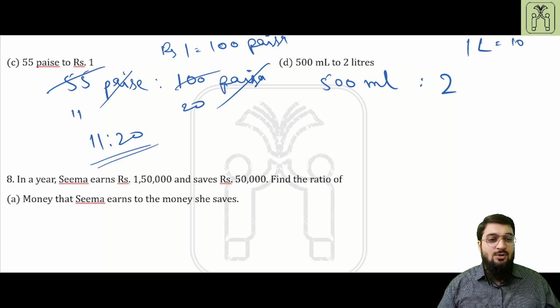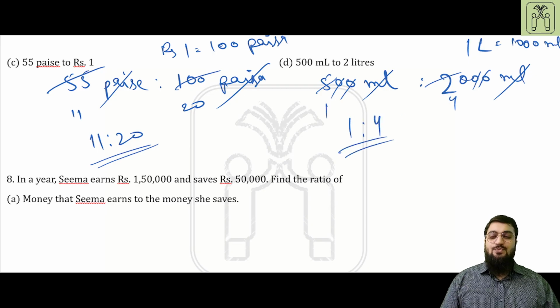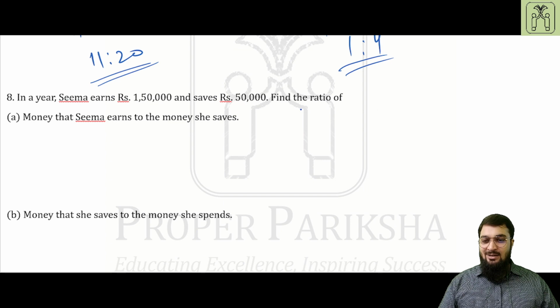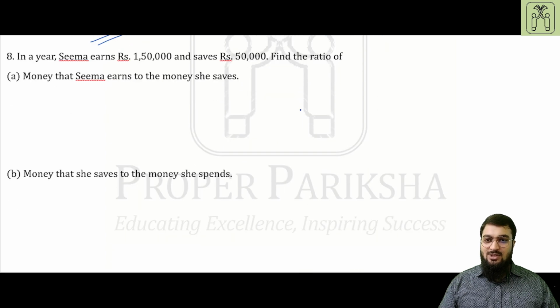1 liter is equal to 1000 ml, and that will become 2000 ml, and ml will get cancelled out, two zeros will get cancelled out, and 5 will divide 1 times and this 4 times, and the answer is 1 is to 4. Question number 8. In a year, Seema earns 150000 and saves 50,000. So should we continue in the next video, or should we solve this one? In a year, Seema earns this much and saves this much.